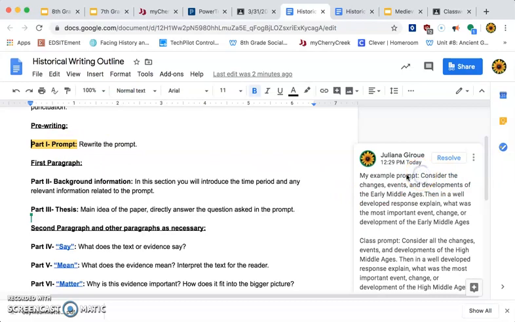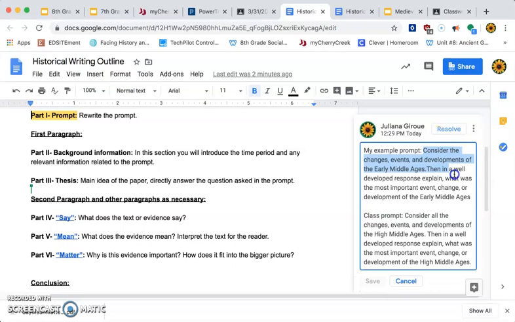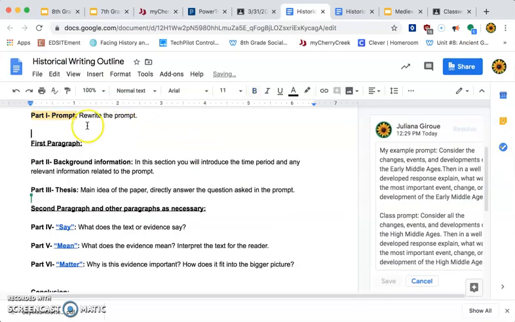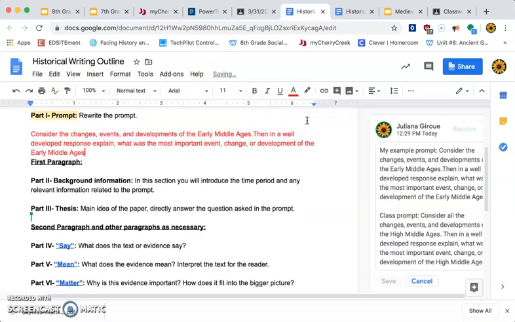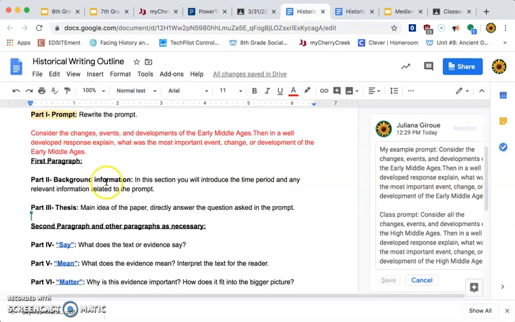All I have to do is copy and paste. You can copy and paste this prompt. Next, in this section, introduce the time period and any relevant information.